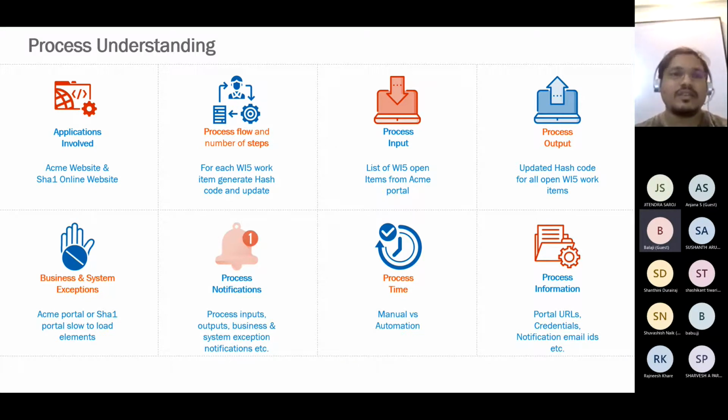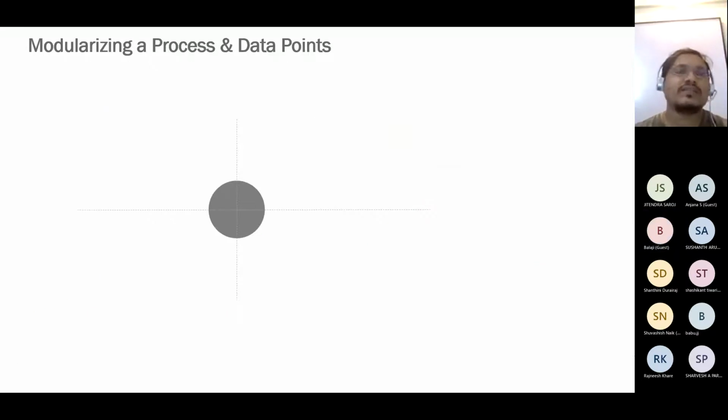After process understanding, the next step is modularizing the process and then creating data points. Now, what is modularizing the process and creating data points? Modularizing the process is nothing but breaking down your entire process into small parts which you can handle individually. Let's say in case of calculate client security hash, login is one part.